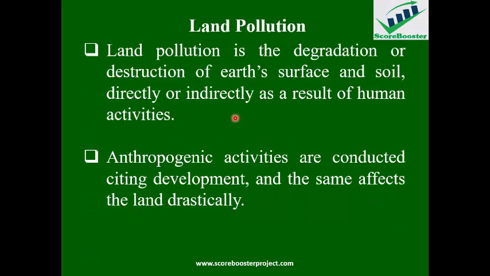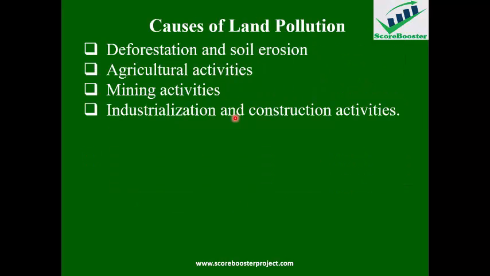Land pollution, that is the release of harmful substances on land, and that will now cause degradation of the earth's surface. This can be as a result of human activities, anthropogenic activities. Every other activity can affect the land and cause destruction. When they cause destruction, then we say that is what is called land pollution. So what are the causes of land pollution?